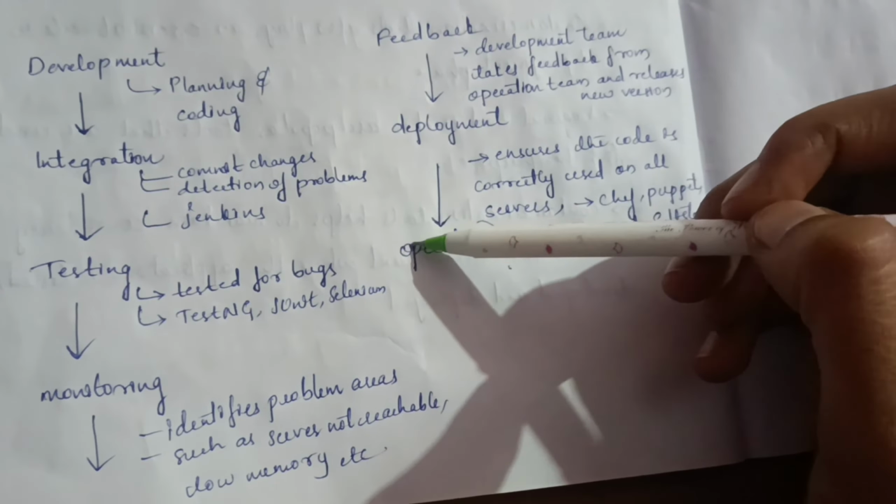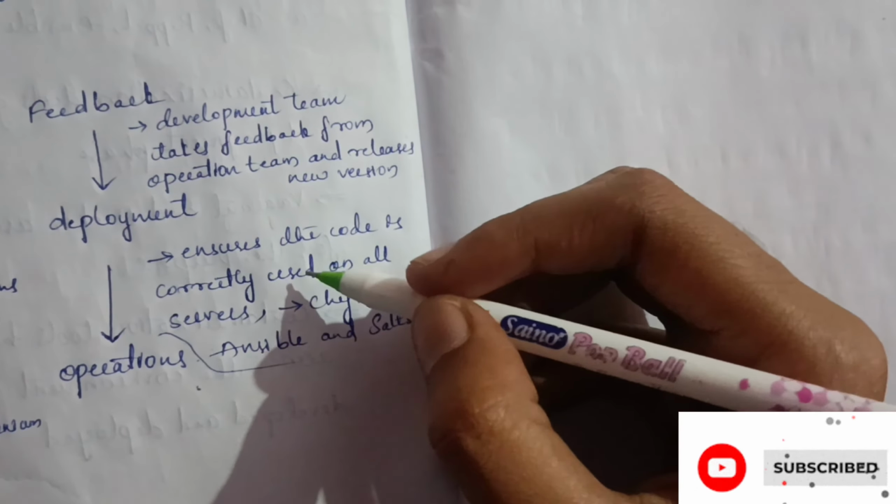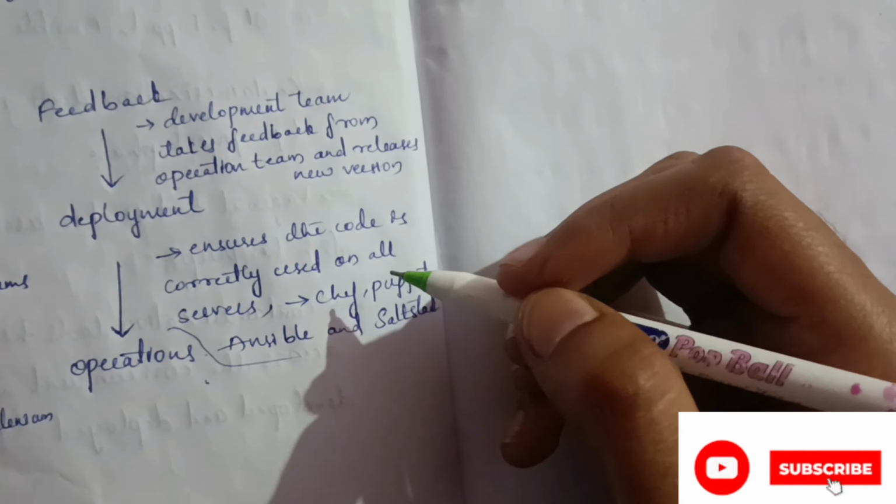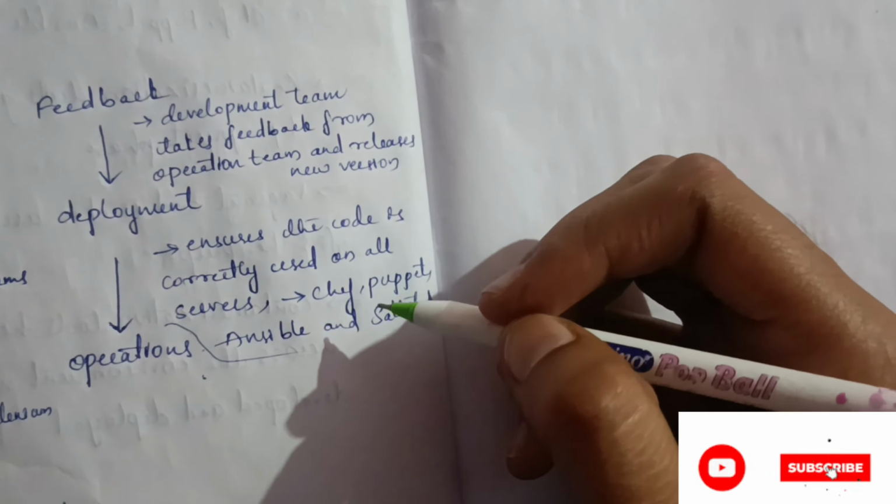In continuous feedback, the development team takes feedback from the operations team and releases a new version. If there are any errors or bugs or anything we have to improve, such feedback is taken from the operations team by the development team, and they release the new version of the software. Next phase is continuous deployment. In continuous deployment, it ensures the code is correctly used in all servers, and we use tools such as Chef, Puppet, Ansible, and SaltStack. And the last phase is continuous operations.